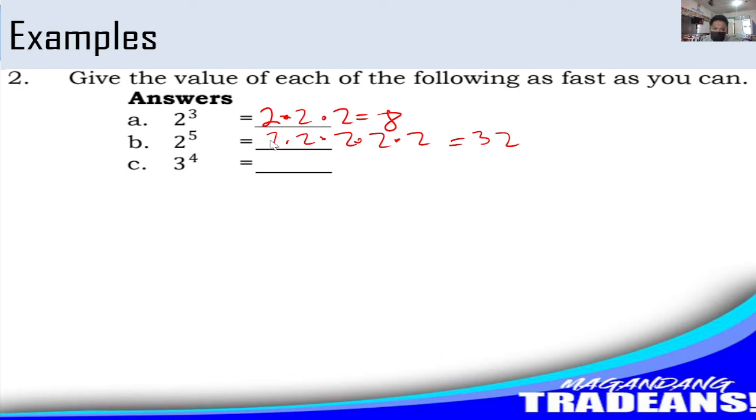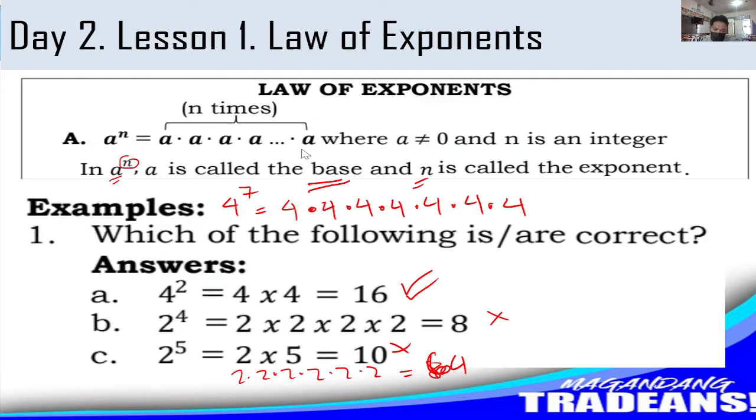2 times 2, 4. Times 2, 8. Times 2, 16. Times 2, 32. Tama. So, mali yung kanina, class. Mali po. Sobra po. That is 32. Okay. Sorry for that.